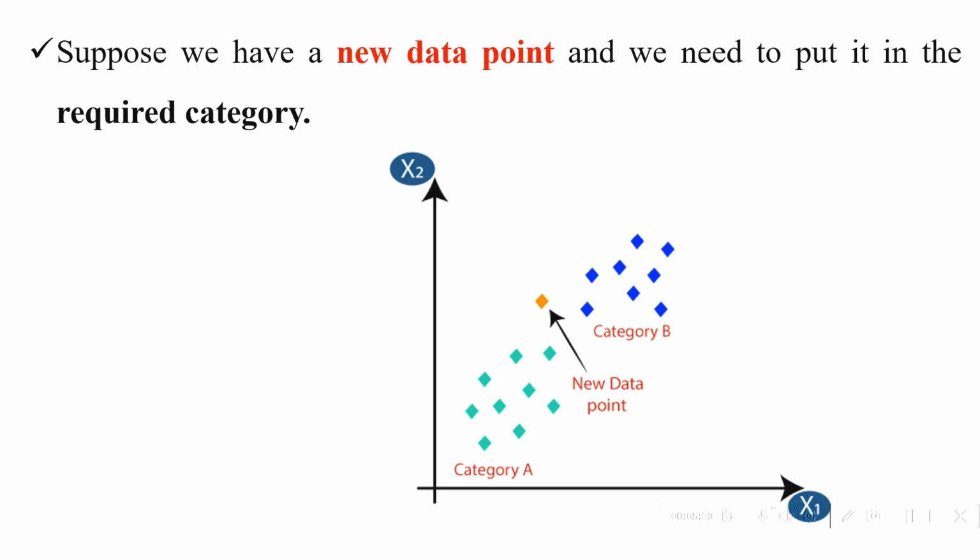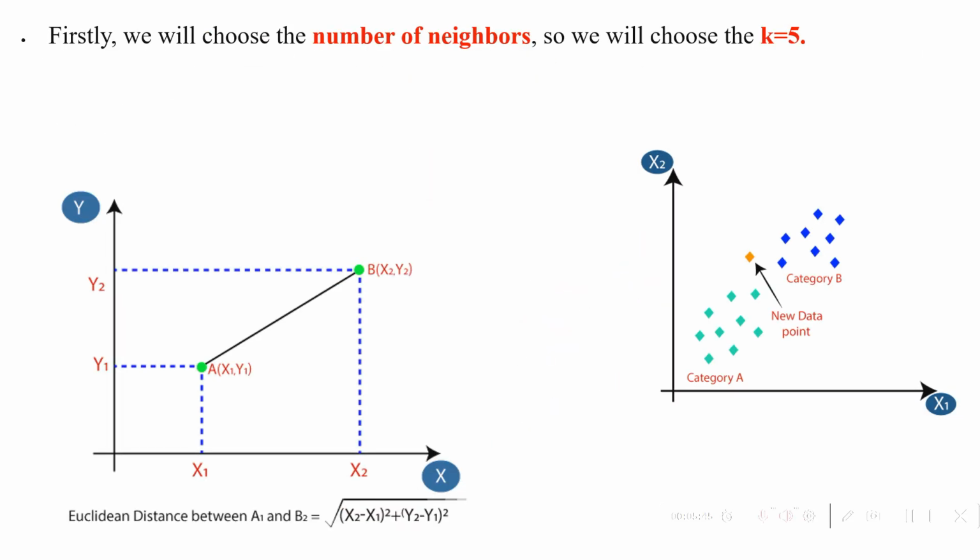Suppose you have the new data point x1. Here we are having the new data point. You need to put the class label for this, either category B or category A. Now here we are going to use the number of neighbors k equal to 5. We are going to find the distance, or similarity, between the 2 points based on the Euclidean distance.